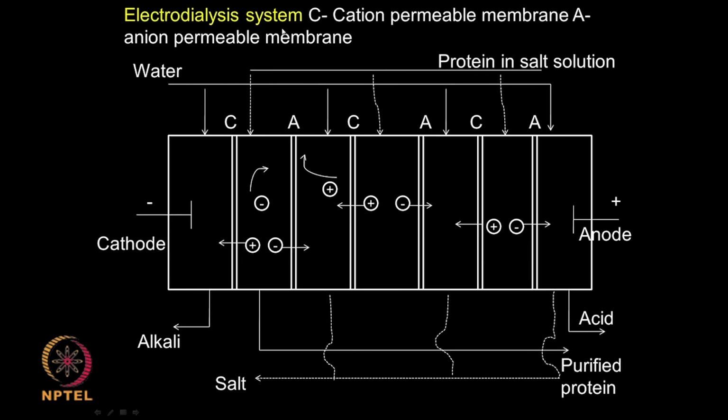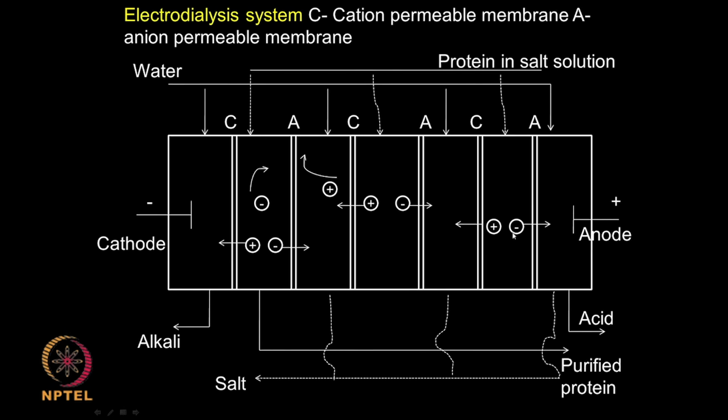There is another system that is called electrodialysis. As the name implies, we apply an electric field so that the salts, that is ions, cations and anions, move to the electrodes. What happens here is we have compartments, all separated by membranes. You have an anion permeable membrane, a cation permeable membrane, an anion permeable membrane, cation and so on. So, you have, say, protein with salt that is entered and then you are applying a voltage here, cathode minus, here anode plus.